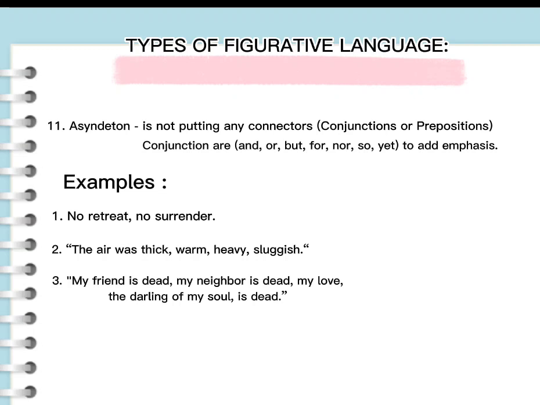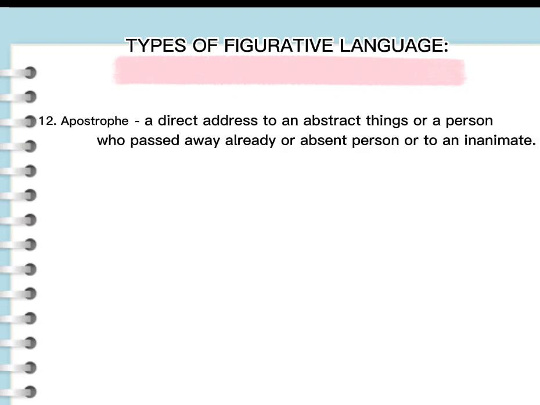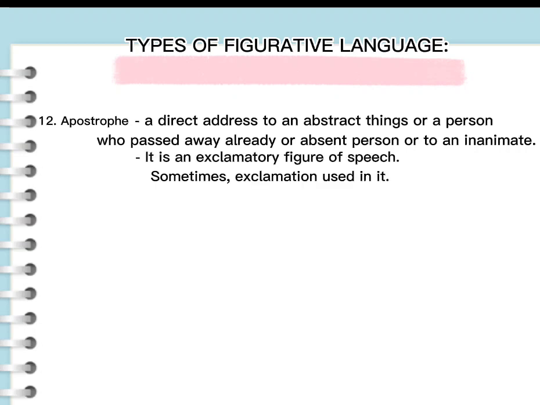Our last type of figurative language is apostrophe. Apostrophe is a direct address to an abstract thing or a person who has already passed away. It is an exclamatory figure of speech, sometimes with an exclamation used in it. Now let's have examples. Life, I cannot understand you! Here, we are talking about life as if it is a living object and it is able to understand. Also notice the exclamation mark after life.